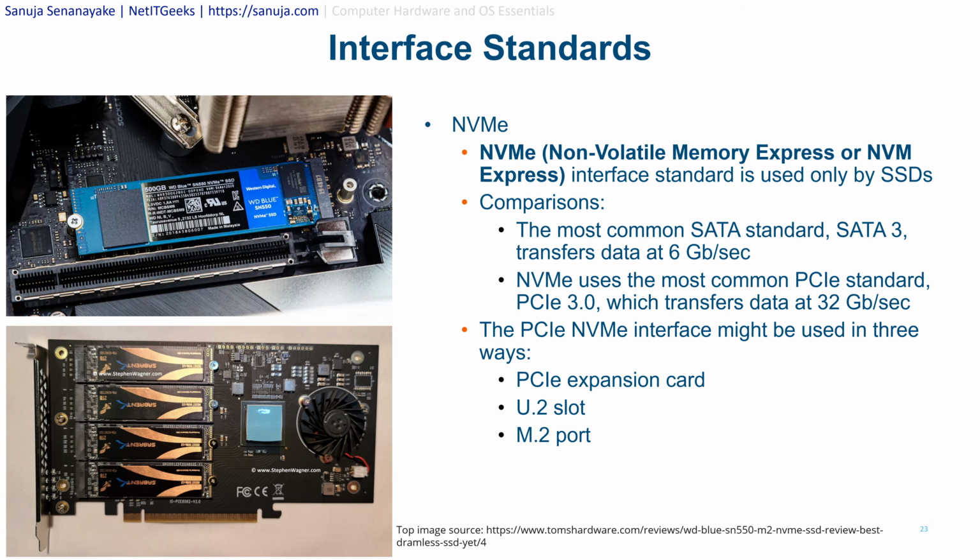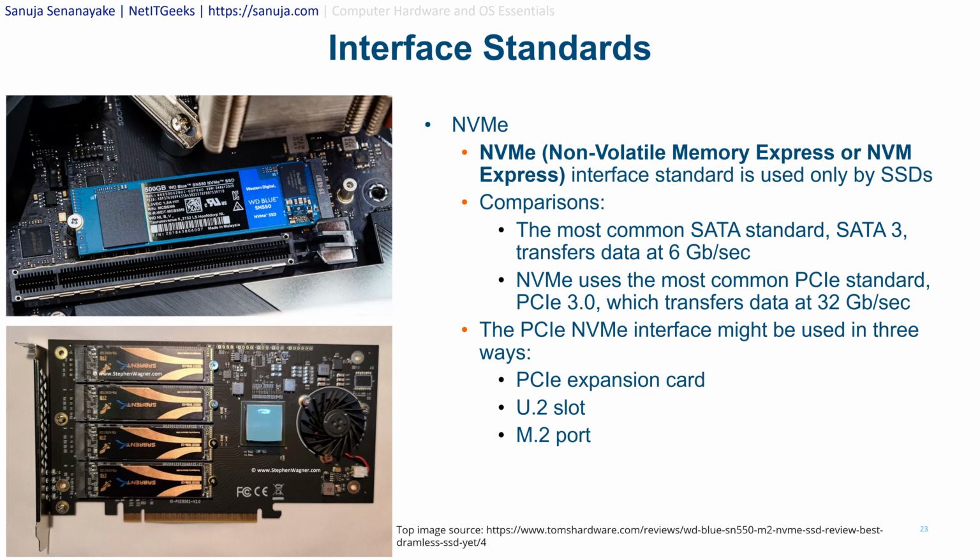If you do a comparison, the most common SATA standard, which is SATA 3, transfers data at about 6 gigabits per second, so the maximum it can do is 6 gigabits per second. NVMe uses the most common PCIe standard, which is PCIe 3.0, which transfers data at 32 gigabits per second. So that is significantly faster than SATA's connection.